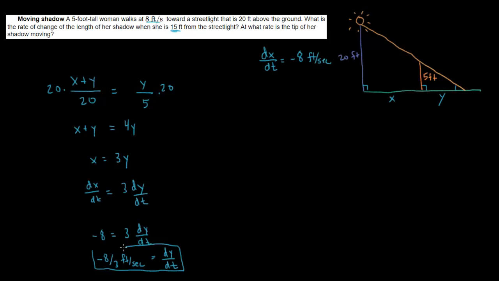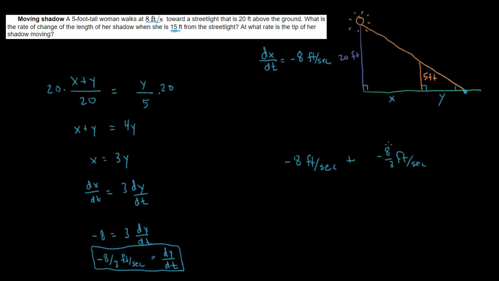Now the second question I think isn't too tough. At what rate is the tip of her shadow moving? So the tip of her shadow is way over here at this point. And how fast is the tip of that shadow moving? Well, her shadow is moving as x and y move together. So the tip of the shadow is moving at, she's moving at negative 8 feet per second plus negative 8 over 3 feet per second.